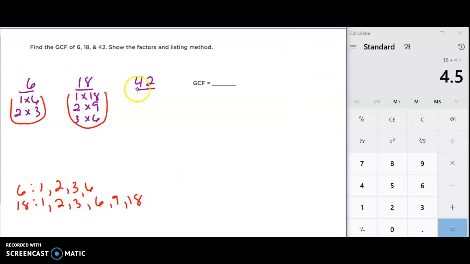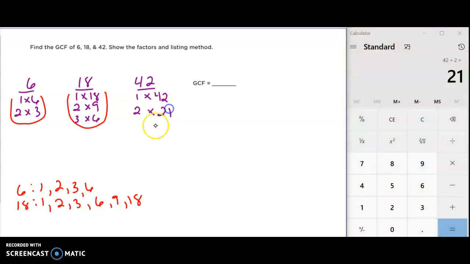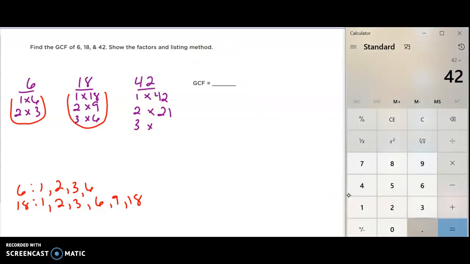All right, let's do 42. We know 1 times 42, good. What about 2? Yes, it's even, so we know it's 2. The question is what? 42 divided by 2, or 4 divided by 2 is 2. 2 divided by 2 is 1, so 42 divided by 2 is 21. What about 3? Well, I know it is because 4 plus 2 is 6, and 3 goes into 6. But let's check. 42 divided by 3 gives me 14.